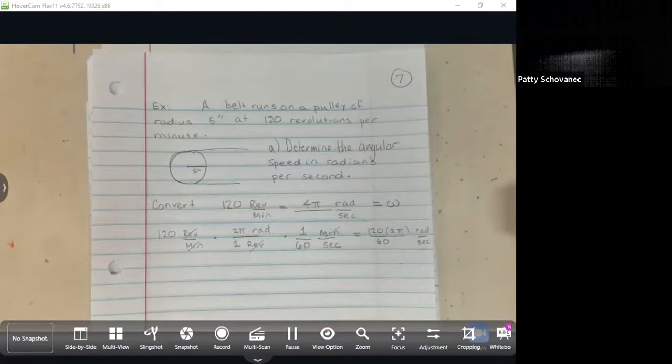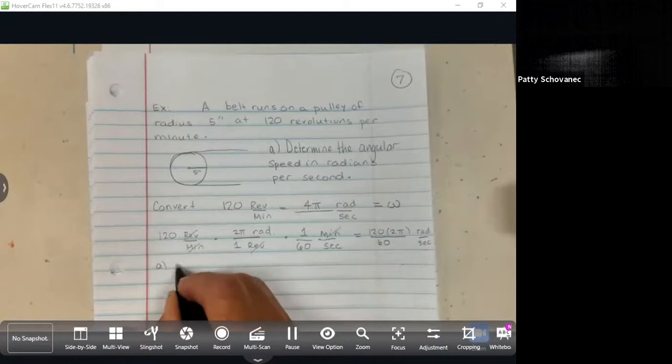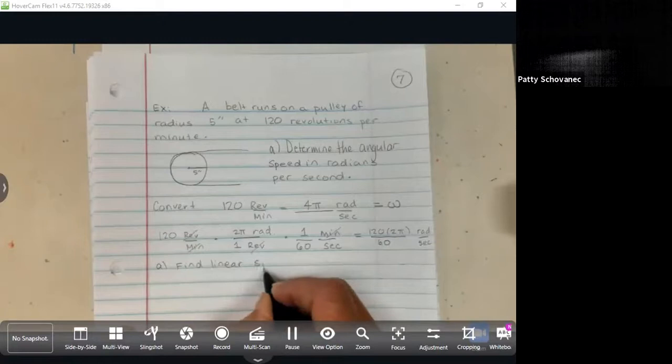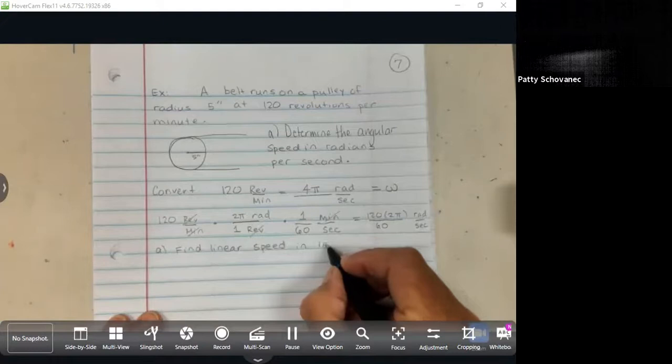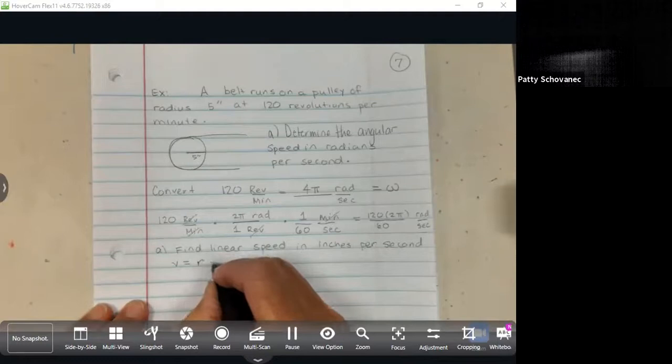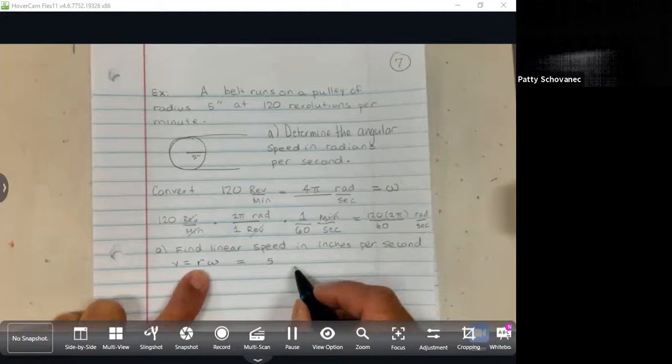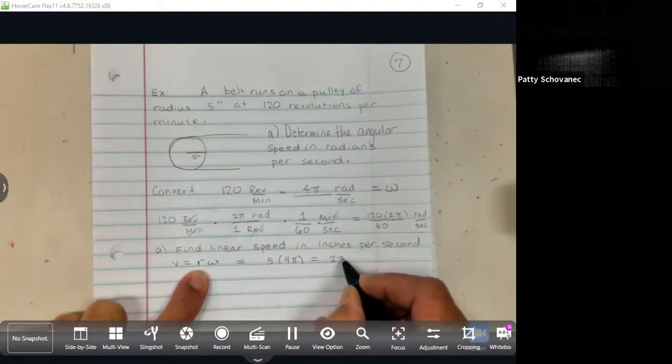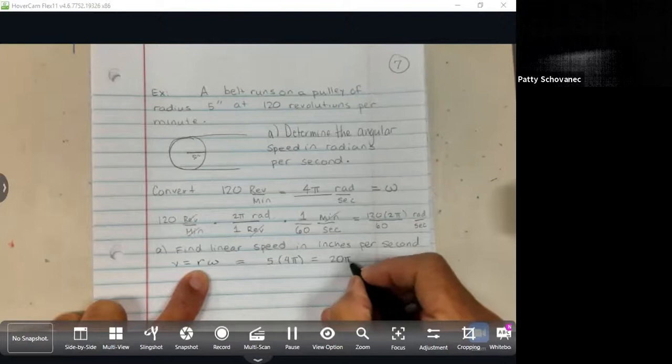So we can quickly find the linear speed of that belt in inches per second. Find the linear speed, V. If we have omega, the quickest way to find V is what? Omega times R. So V is R times omega. We just found omega. R was given to us. The radius is 5 inches. So the linear speed is 5 inches times our 4 pi. So we get 20 pi inches per second.